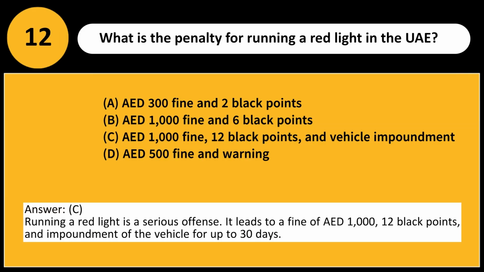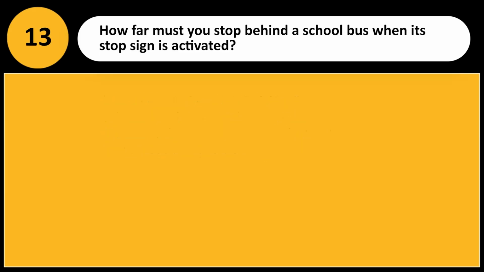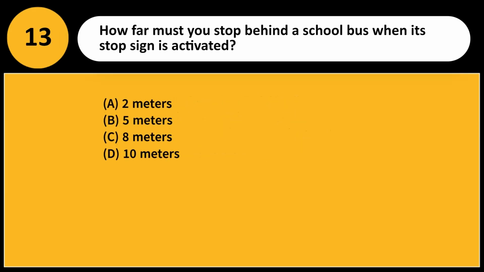Answer: C. Running a red light is a serious offense. It leads to a fine of AED 1000, 12 black points, and impoundment of the vehicle for up to 30 days. How far must you stop behind a school bus when its stop sign is activated?